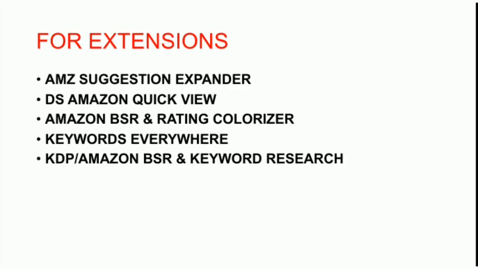Then we have the extensions. I might not be going deep into what these extensions are all about in today's video, but I believe that as time goes on I will do that. Then for the extensions, we have the Amazon AMZ suggestion expander, DS Amazon Quick View, Amazon BSR and rating colorizer. We have Keywords Everywhere. We have the KDP Spy, Amazon BSR Spy, keyword research. We have a lot of them, but these ones are the ones that I'm making use of, and it has been helpful.